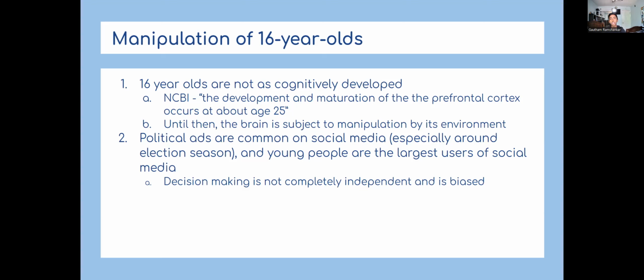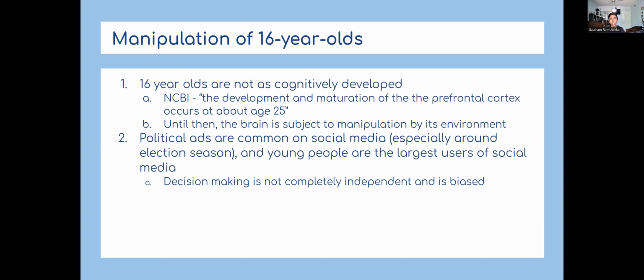And the prefrontal cortex is a part of the brain that is in charge of rational decision making. So it's basically in charge of facilitating impulses and regulating that. And until that age of 25, when brain development is almost always going to end, the brain is subject to manipulation by anything in its environment.